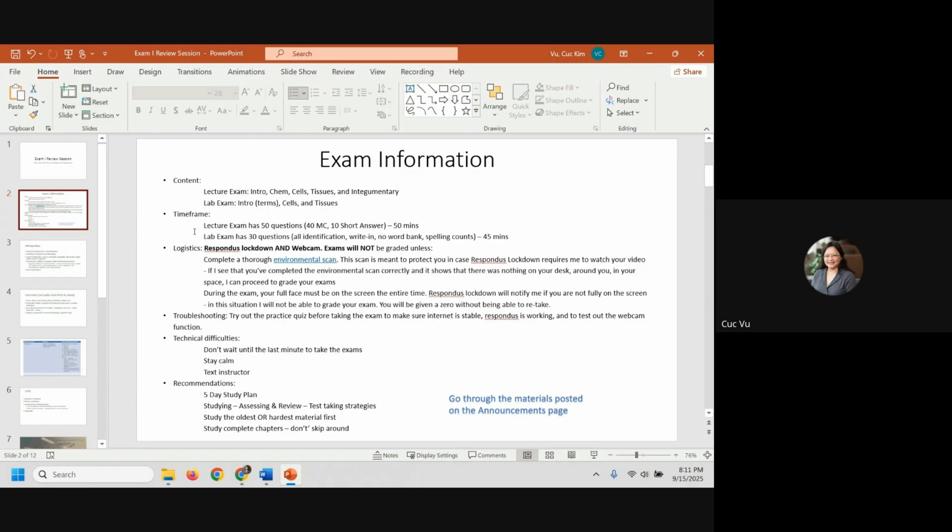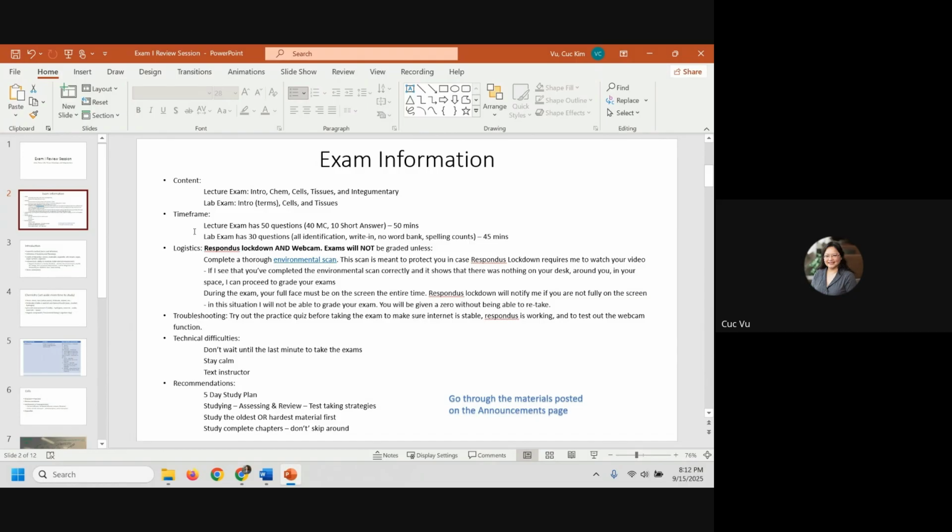What happens if that does happen? If you get kicked out, you want to text me. You have my cell phone number on the syllabi. Text me right away. Depending on the time, I'll probably be asleep if you take it at 4 a.m., but I will respond as soon as possible. Please don't wait until the next day to email me. It might be too late at that point. So let me know right away if you have technical issues.